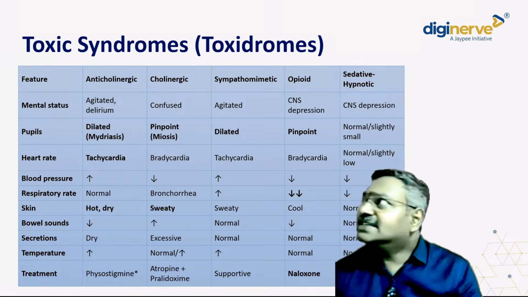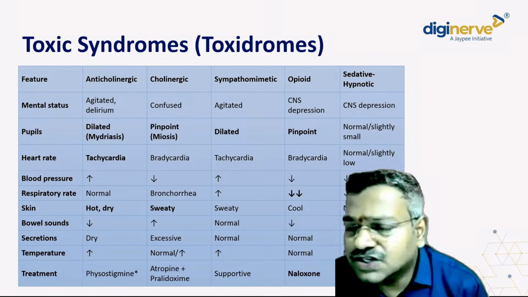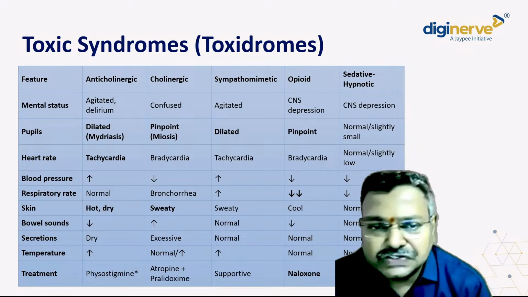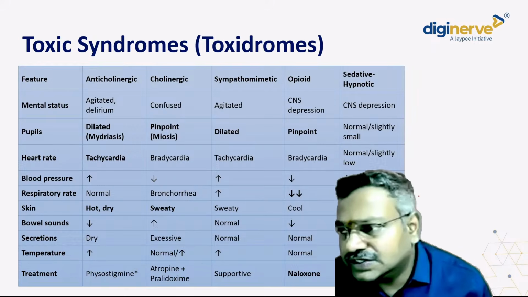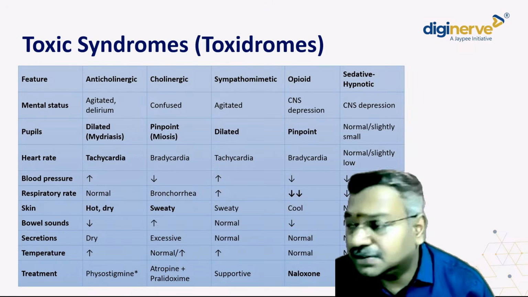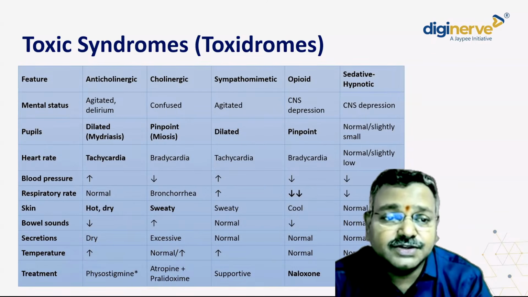Let's briefly discuss a few points about the toxicology. So we have various toxin syndromes that you could get. We have the 5 major toxin syndromes: the anticholinergic, the cholinergic, the sympathomimetic, the opioid, and the sedative hypnotic toxin syndrome that you're looking at.